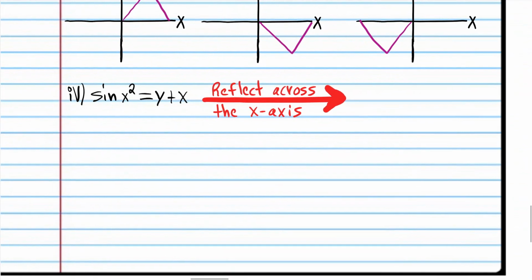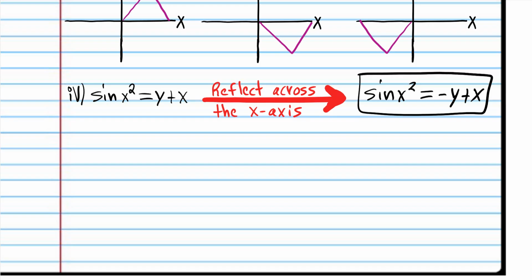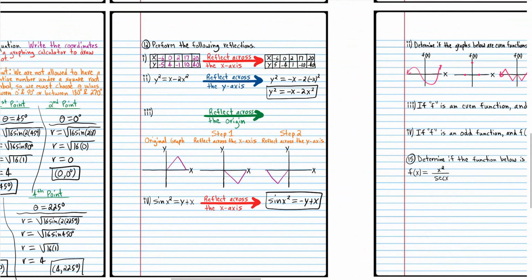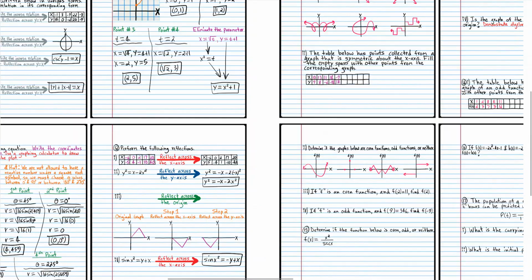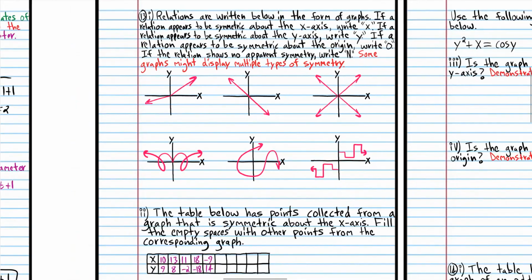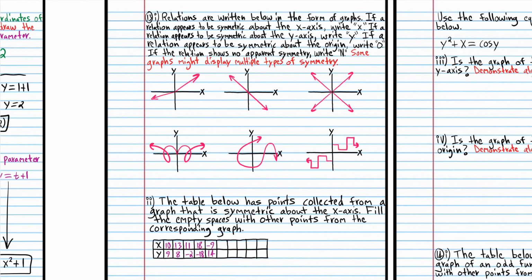Okay, now we're going to reflect across the x-axis, which means that we changed y to negative y. So if you got that right, excellent. Okay. Go ahead and try number 13. It's a two-part problem. When you come back, we'll do it together.